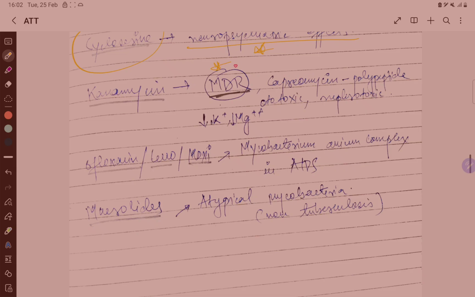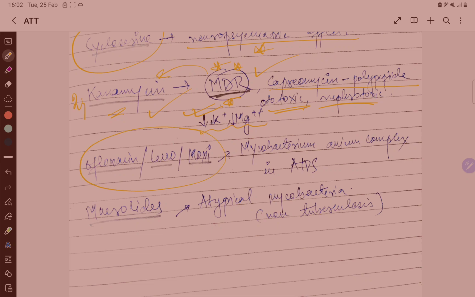Kanamycin, again, is used in MDR TB. Now capreomycin is a polypeptide. Kanamycin is ototoxic and nephrotoxic and decreases potassium and magnesium levels. Injectable kanamycin is very commonly used by quacks also. It is actually a reserved drug, but you have to understand that it is given in MDR TB. It is reserved for MDR TB.